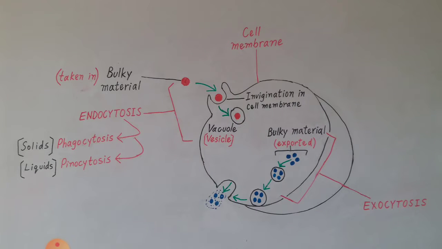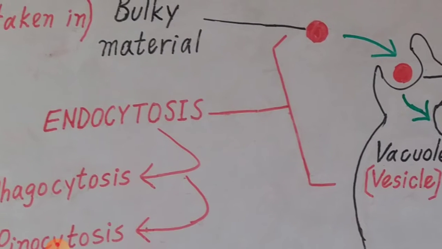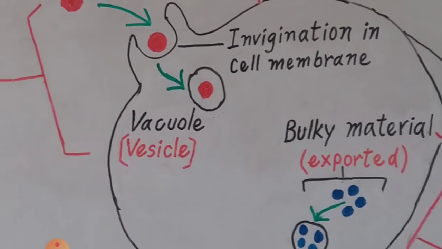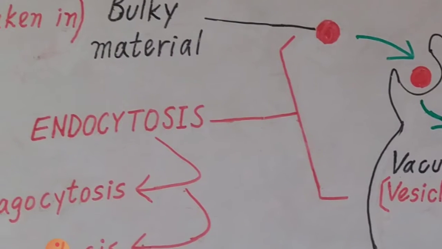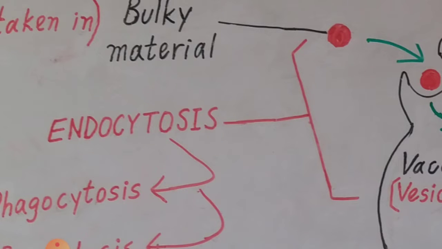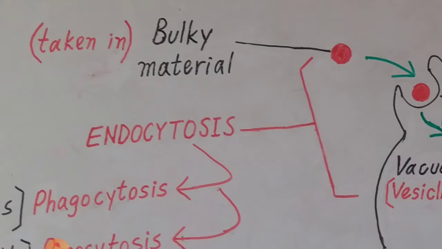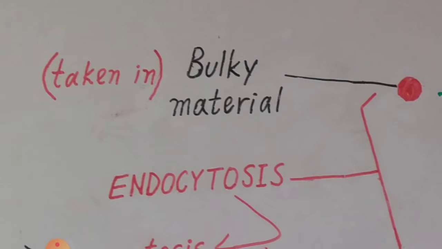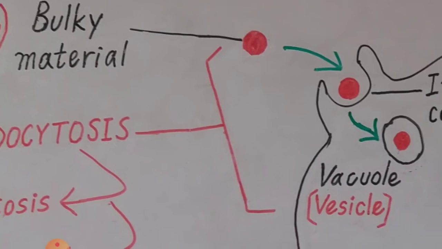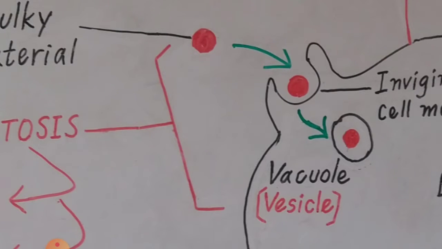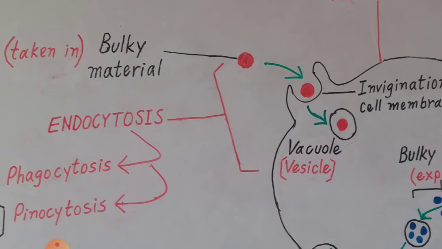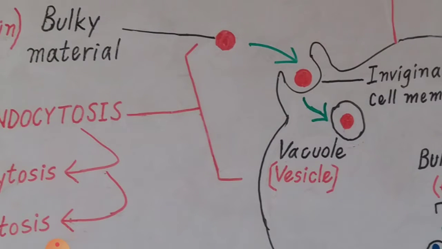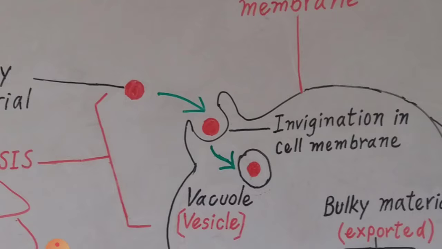Today our topic is endocytosis and exocytosis. So we'll learn endocytosis first. What is endocytosis? Endocytosis is the taking in of bulky material inside the cell. So during endocytosis, bulky materials are taken in by enfolding of the cell membrane.